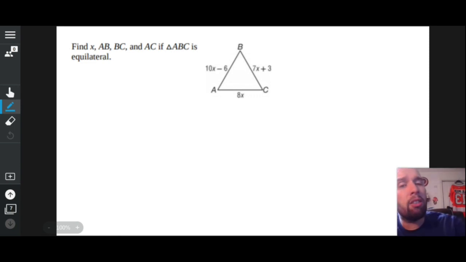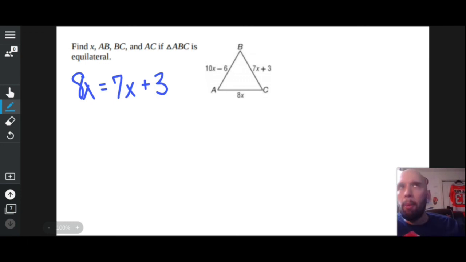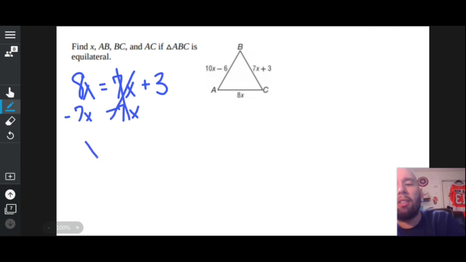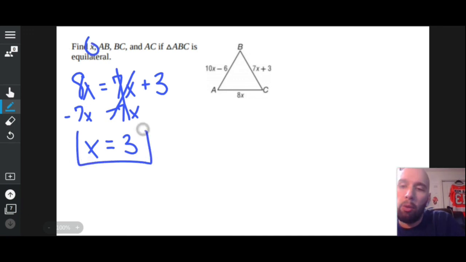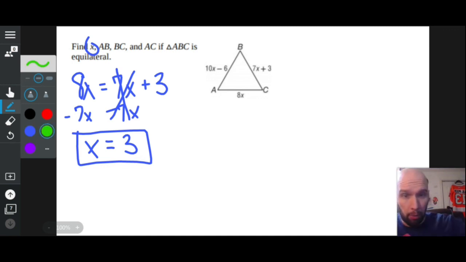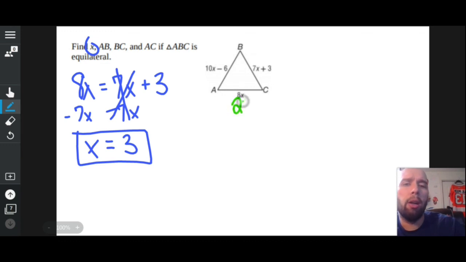So I'm thinking the easiest ones to do are, let's set 8x, the bottom side, equal to 7x plus 3, the right side. Why am I doing this? Because if I subtract 7x from both sides, that gives me x equals 3. And so I now have x. x equals 3. So how do I find the length of each side? Substitute x with 3. 8 times 3 is 24. All of these are going to be 24 because they're all the same side.